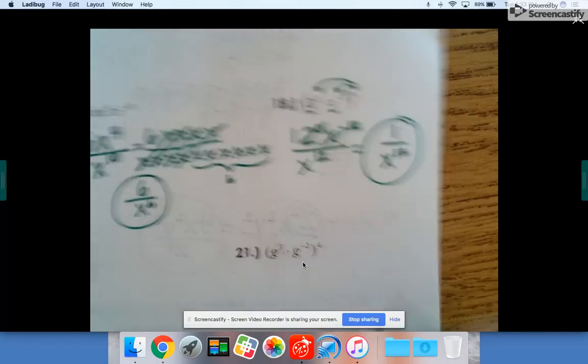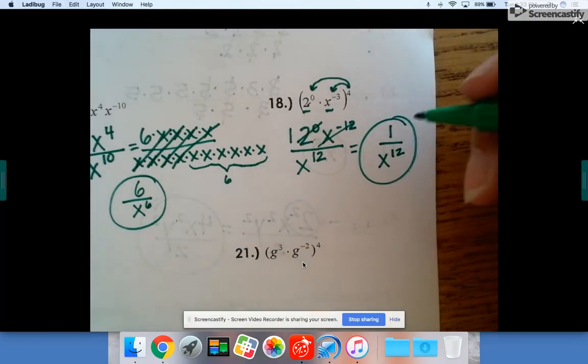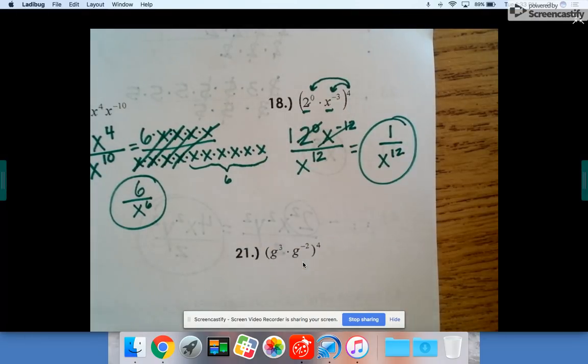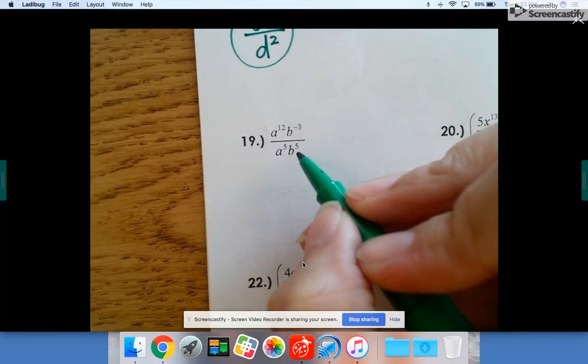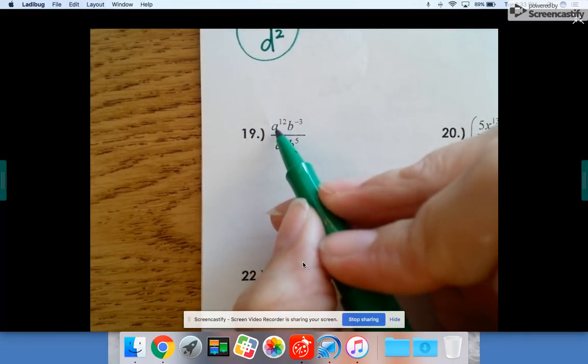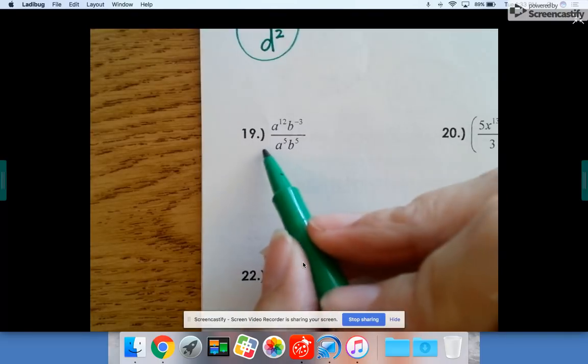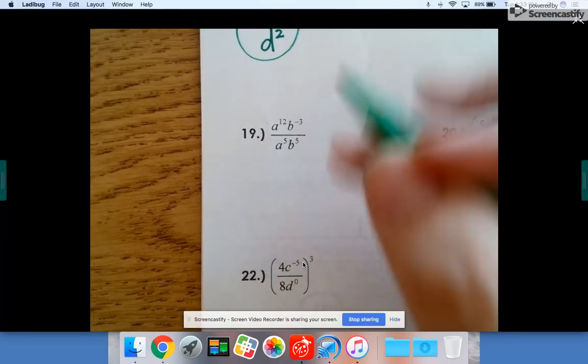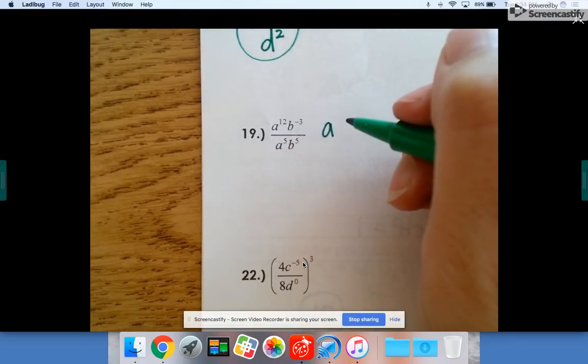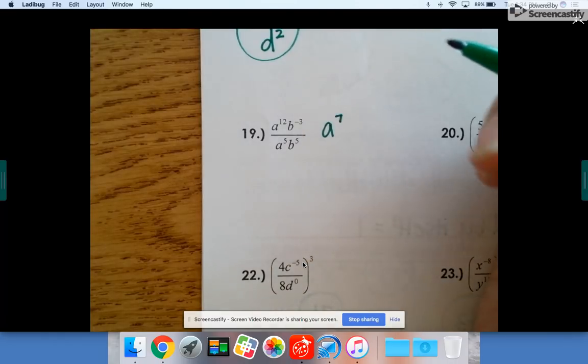Okay, and I'm not going to leave that hidden invisible because it's the numerator. You can't just have nothing up top. So you have to put the 1. It'd be like saying 1/2. You have to keep the 1 up top. All right, 19. These subtract. If you expanded this, there'd be 12 up here and 5 down here. If you canceled them all out, it would leave you with 7 up top.